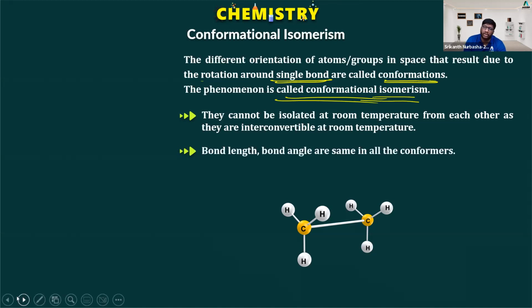One molecule and the other molecule are interconvertible because rotation is happening continuously. Bond length and bond angle are the same in all conformers. So we look at this: because of that rotation, all the molecules are the same.